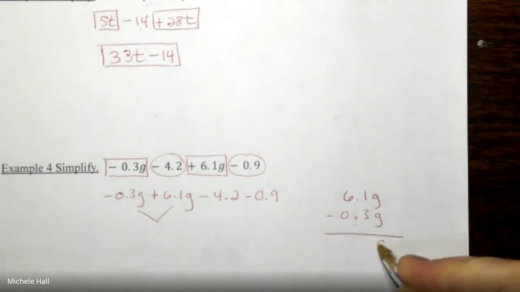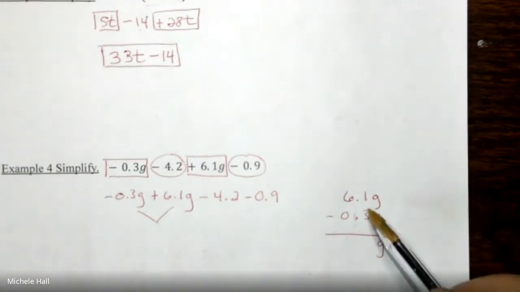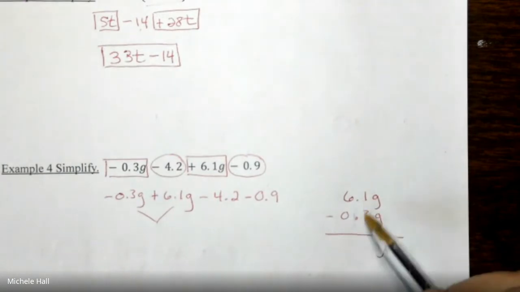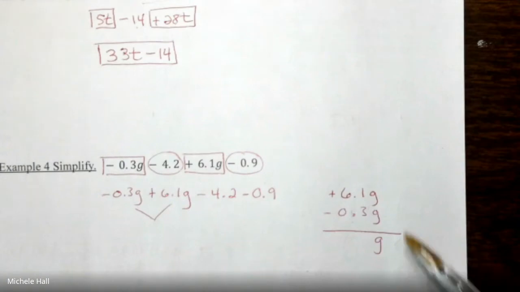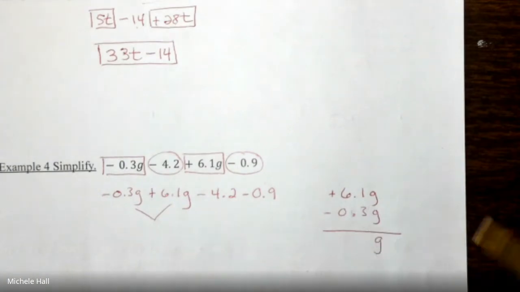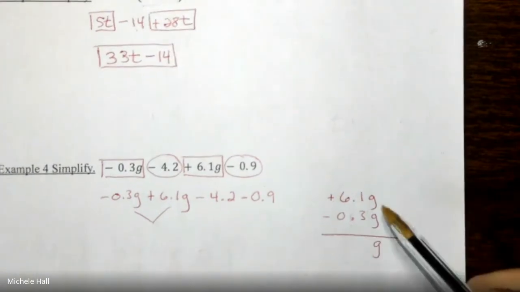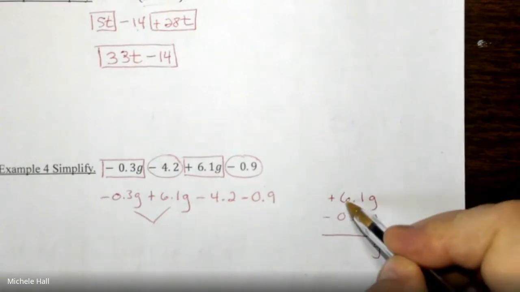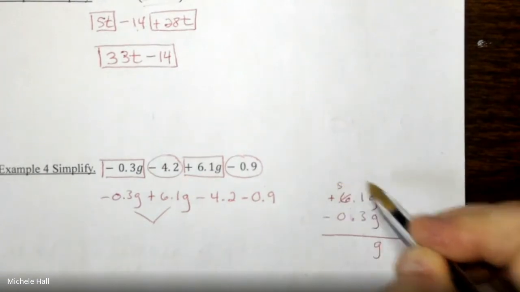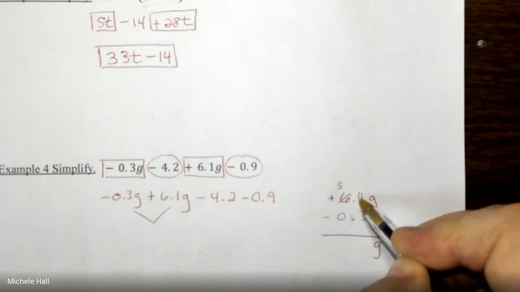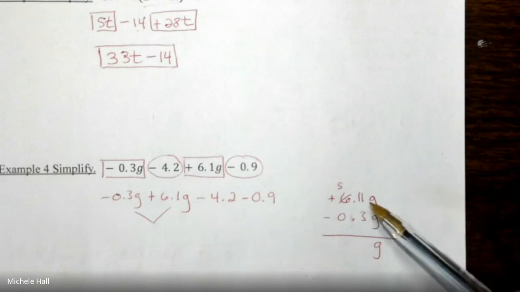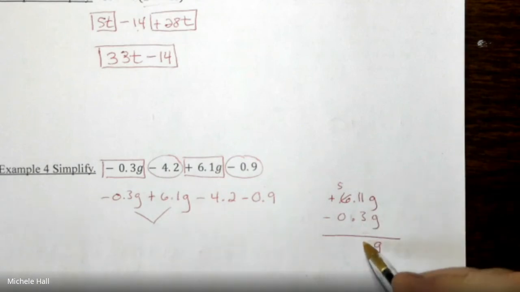I'm going to bring my G down in my answer. And then I have 6.1 subtracting 0.3. These are unlike signs. They're different signs. We know that we subtract when there's different signs. This was a positive 6.1 G, and this is a negative 0.3 G. So when there are different signs, we're going to subtract. I cannot do 1 subtracting 3, so I borrow. And I add 10 to my 1, which makes that 11. Now I have 11 subtracting 3, which would be 8.